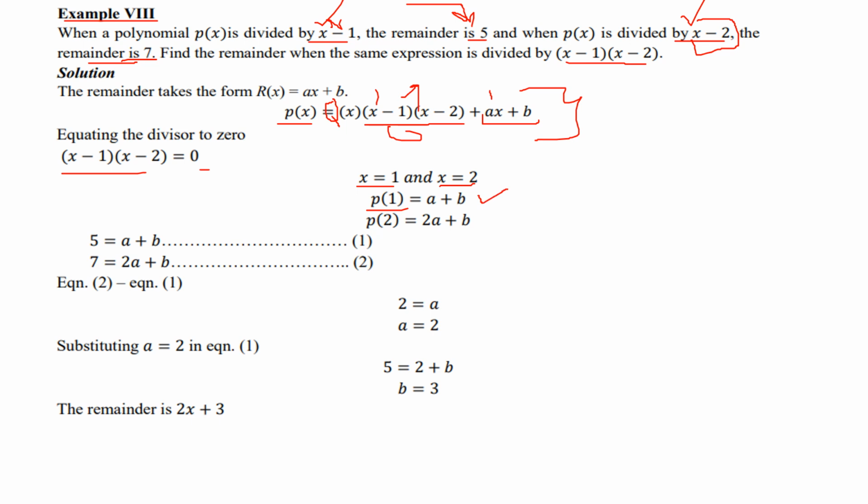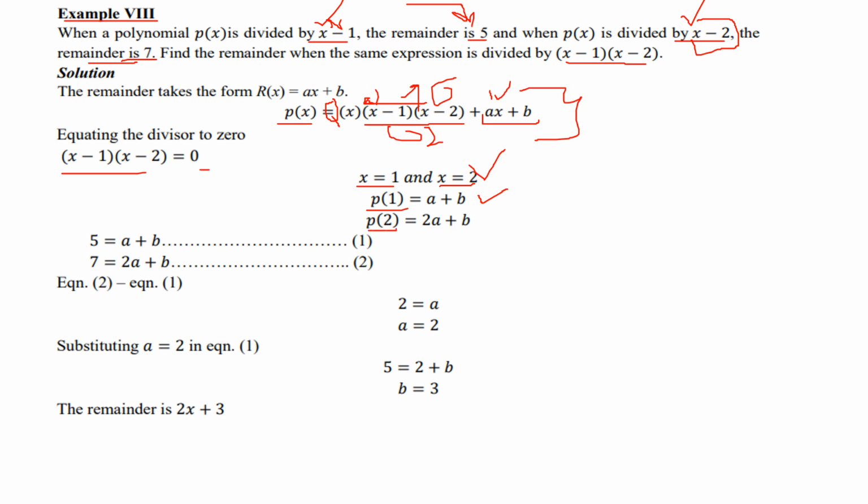Now, when you substitute for x equals 2, if you put 2 here, still 2 minus 2 is going to be 0. And this 0 is going to multiply everything on this side. That means that you're going to remain with, you put 2 here, 2a plus b.